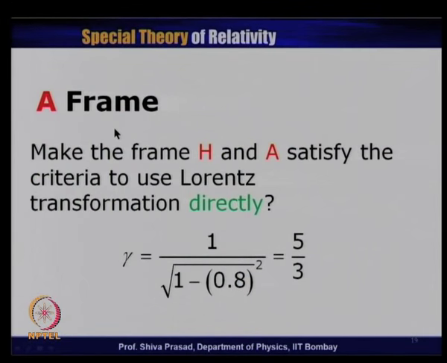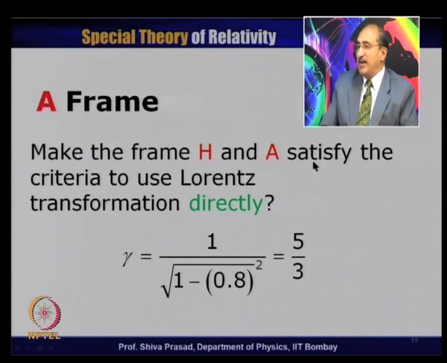So, that is what I have been doing here. I go to the A frame. Now, stop thinking about the H frame, start thinking in terms of the ambulance frame. Make the frames H and A satisfy the criteria to use the Lorentz transformation directly, which essentially means that I have to put t prime equal to 0 exactly at the same time when the origins coincided. And also I assume that that was the origin of the ambulance. Because I have to transform between these two frames, I have to use the relative velocity between the hospital and the ambulance frame. Because the velocity has already been given in the H frame, so the same is the relative velocity, because that is how we have defined relative velocity.